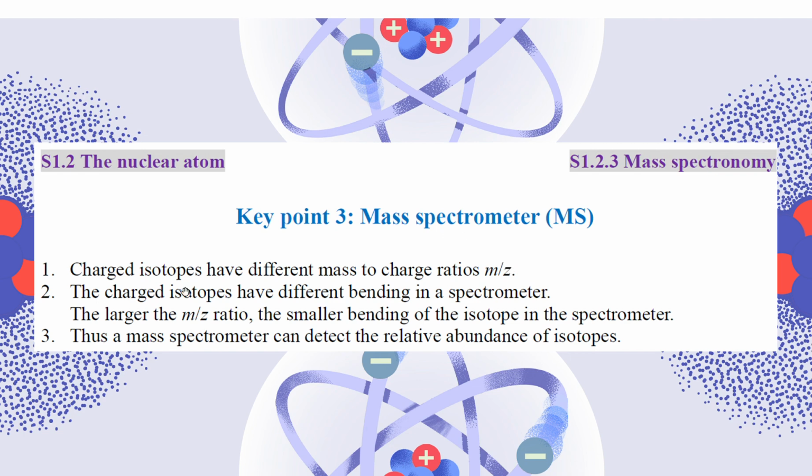Charged isotopes have different bending in the spectrometer. For example, just think about mass: more massive, higher mass to charge ratio, is harder to bend, so there is smaller bending of that isotope in the spectrometer. From the bending inside the spectrometer, they will know the mass to charge ratio of that isotope, and they can find out relative abundance too. We don't need to learn the structure or how it works in detail, since it is in the IBDP physics curriculum. We just need to learn how to use the results.